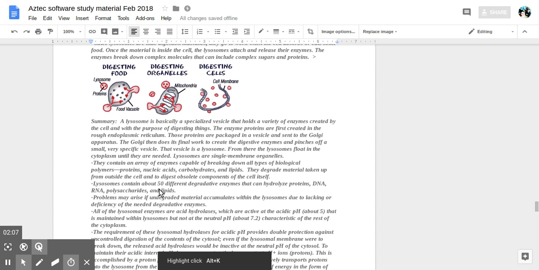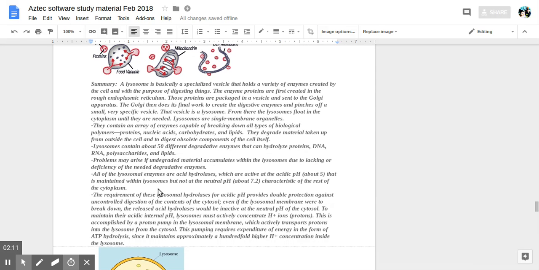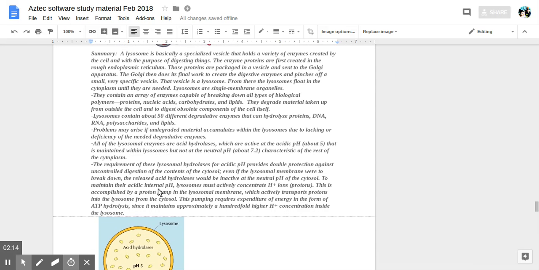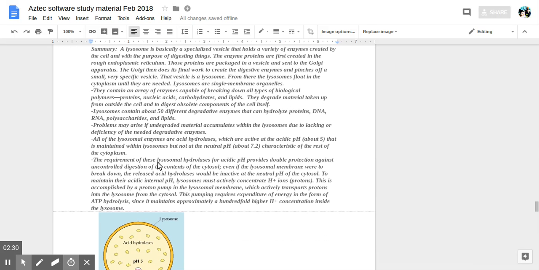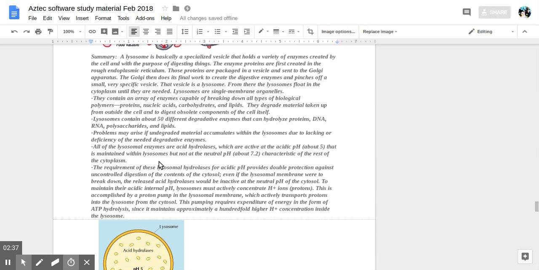So sugars, proteins, various molecules, lipids, etc. are broken down. Lysosomes contain up to 50 different degradative enzymes that hydrolyze the proteins, DNA, RNA, polysaccharides, lipids, etc. They receive content via vesicles.